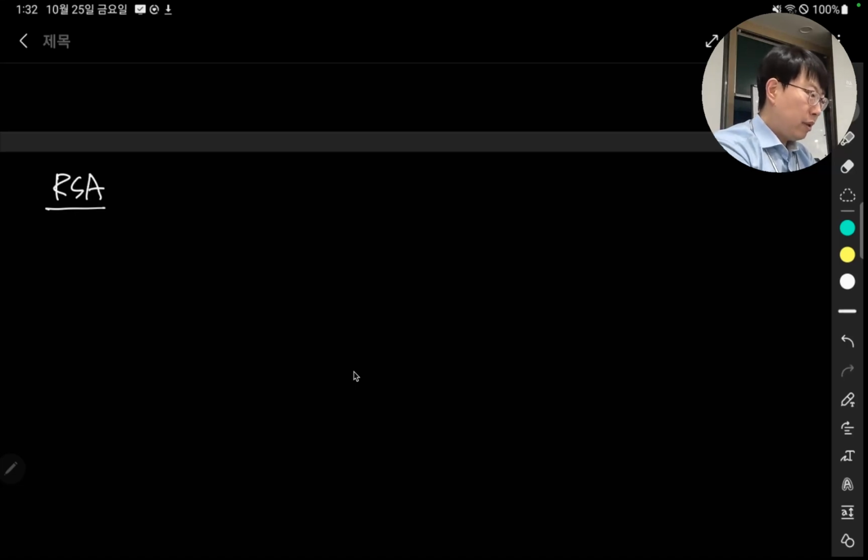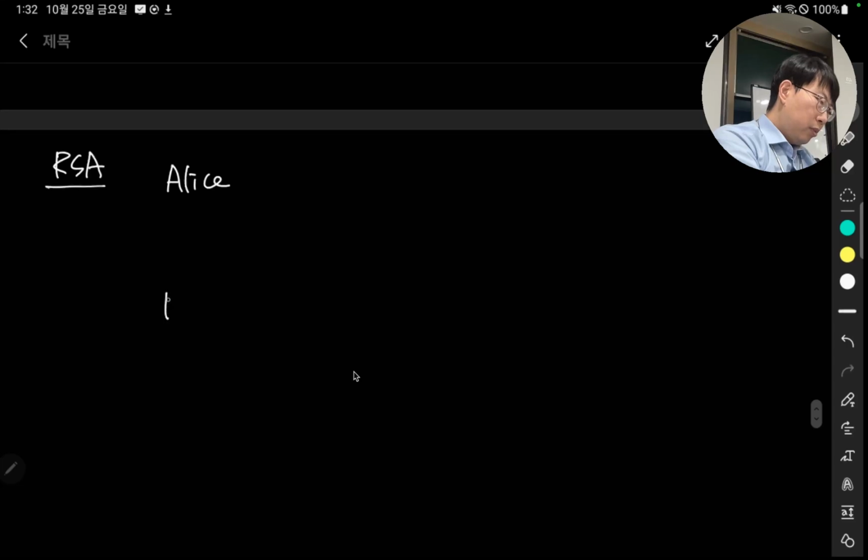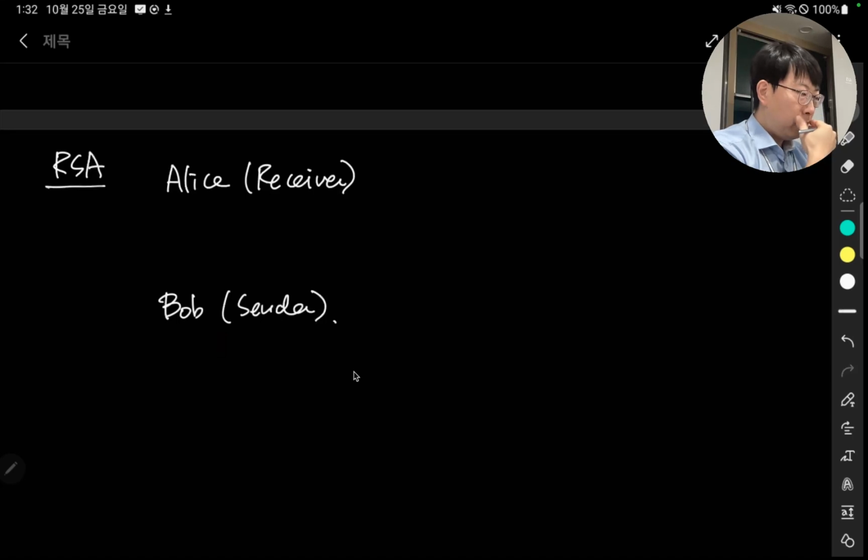Maybe some people know about RSA, but maybe not. So I'll explain the basic idea of what RSA does. There are two hypothetical people, Alice and Bob. Alice is the receiver, and Bob is the sender. You have to understand the protocol and how it works. Bob is the sender who sends the message to Alice, but it is Alice who publishes the key. Here the key is called the public key.